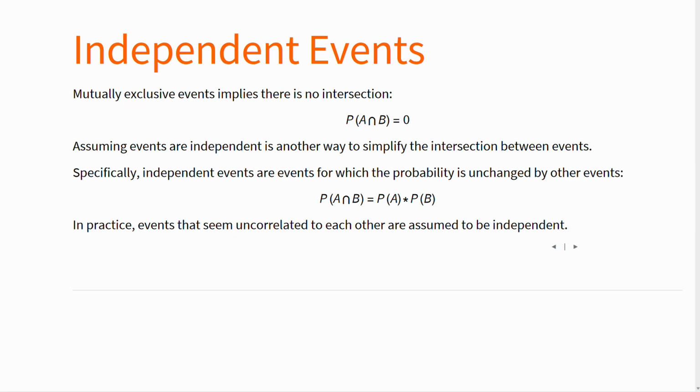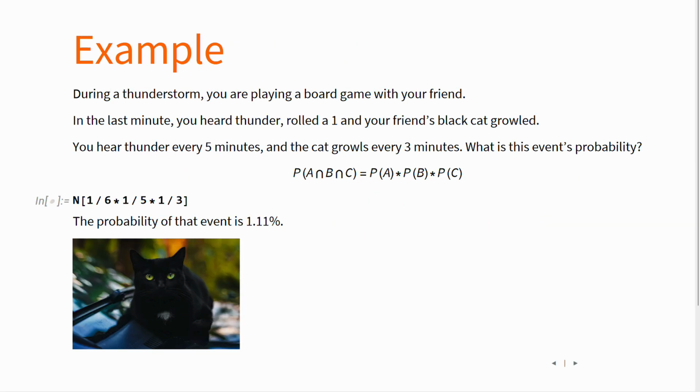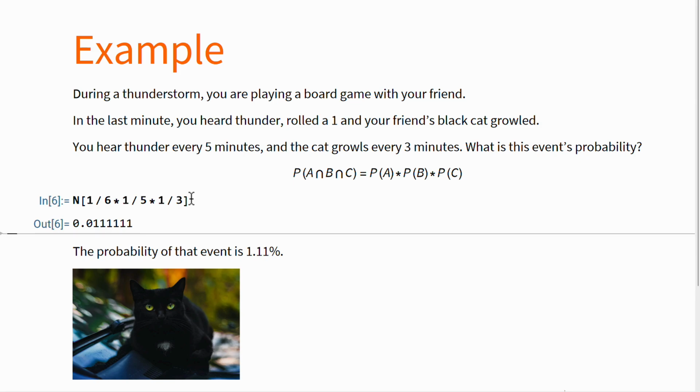For example, during a storm, in the last minute, you hear thunder, you roll a 1 with a die, and your friend's black cat growls. All of those things seem unrelated, so let's try to calculate them. On average, you hear thunder every 5 minutes and the cat growls every 3 minutes. So then you have 1 over 5, 1 over 3, and 1 over 6 for the die. You multiply all of these, which is the probability of the intersecting event, since they're independent, and you get your answer.